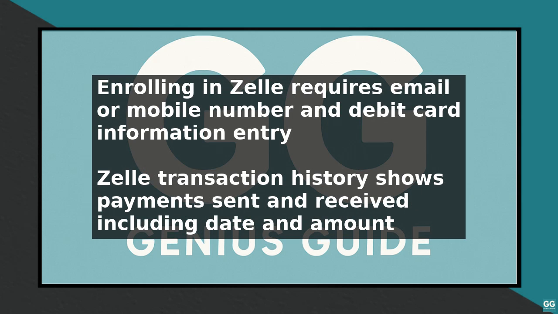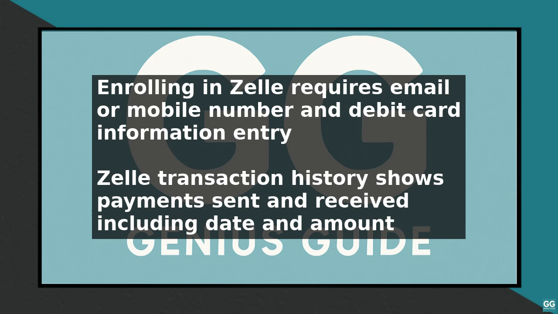Once you are enrolled, you can view your Zelle transaction history by clicking on the Transaction History tab. This will show you a list of all the payments you have sent and received through Zelle, including the date, amount, and recipient or sender information.